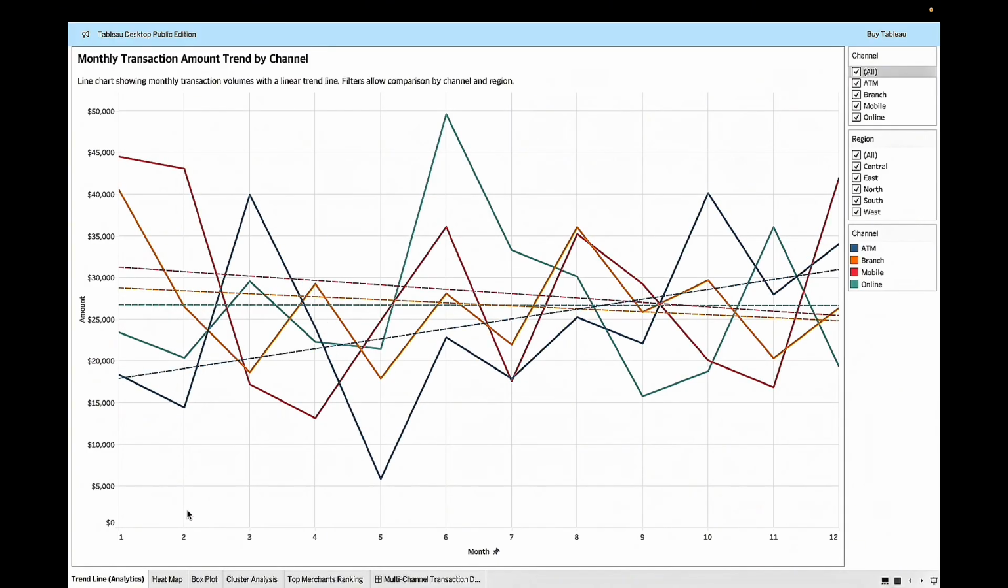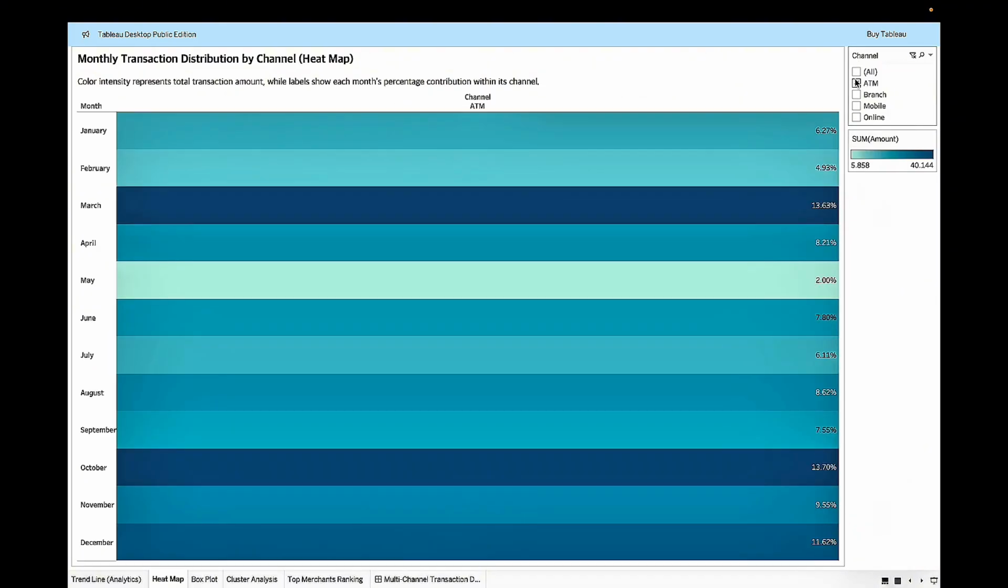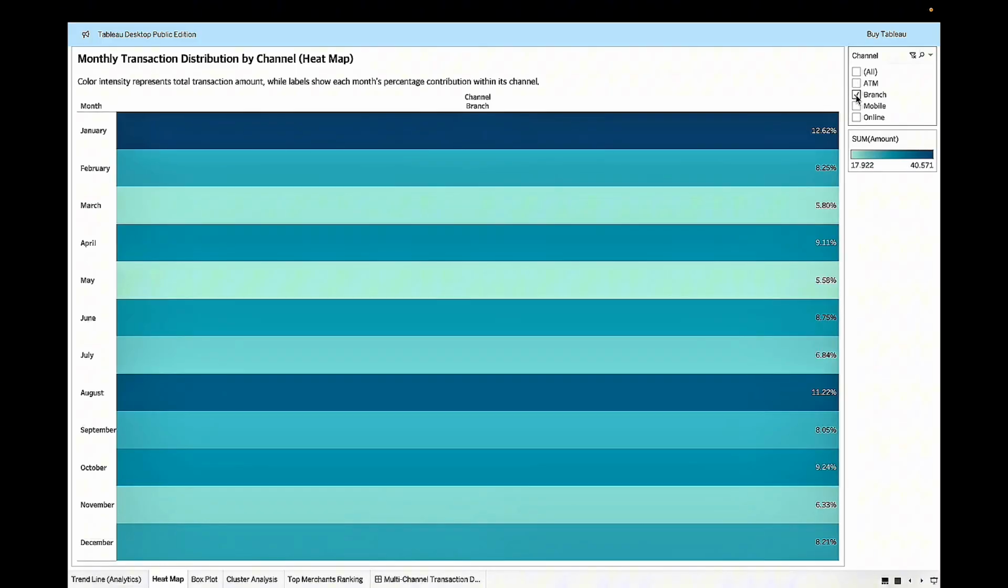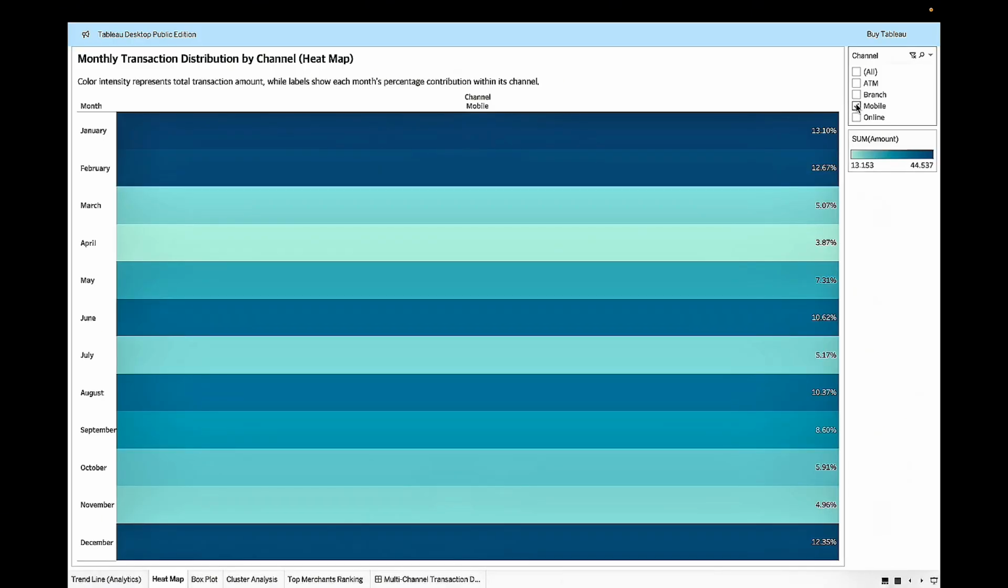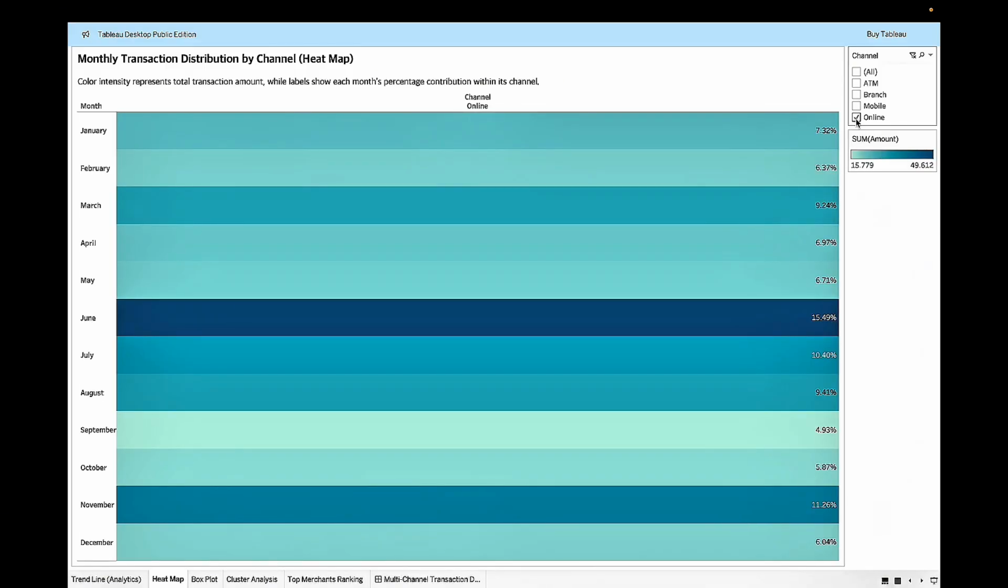Moving into the second question, are there seasonal patterns? To answer this, I use a heat map to identify monthly concentration within each channel. ATM shows higher activity in March and October. Branch displays a more balanced pattern with peaks at the beginning and the middle of the year. Mobile has a strong participation at the start and the end of the year. And lastly, online stands out, especially in June and November.